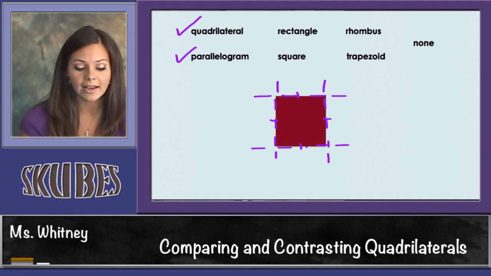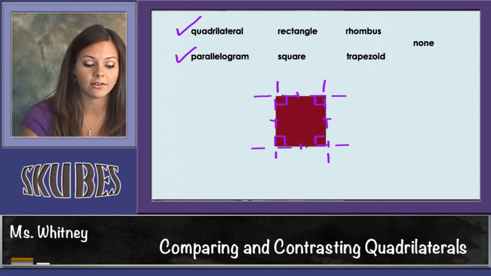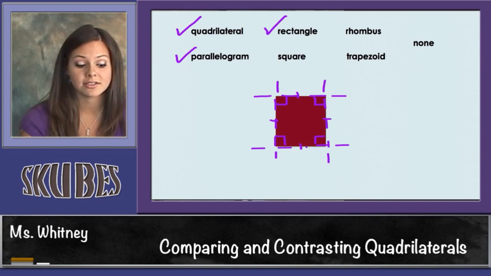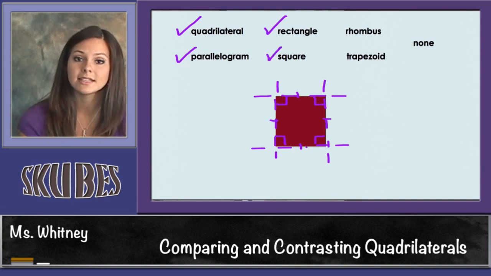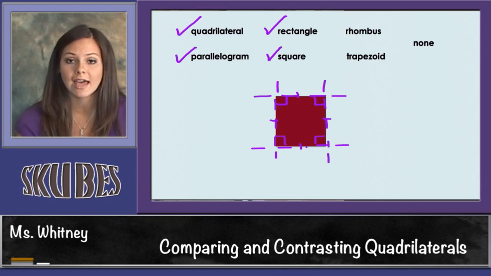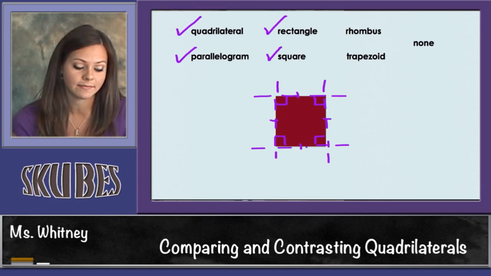It has 4 right angles, which makes it a rectangle. We commonly call this shape a square because it has 4 sides that are congruent. A rectangle does not have to have 4 congruent sides, but a square must have 4 congruent sides.